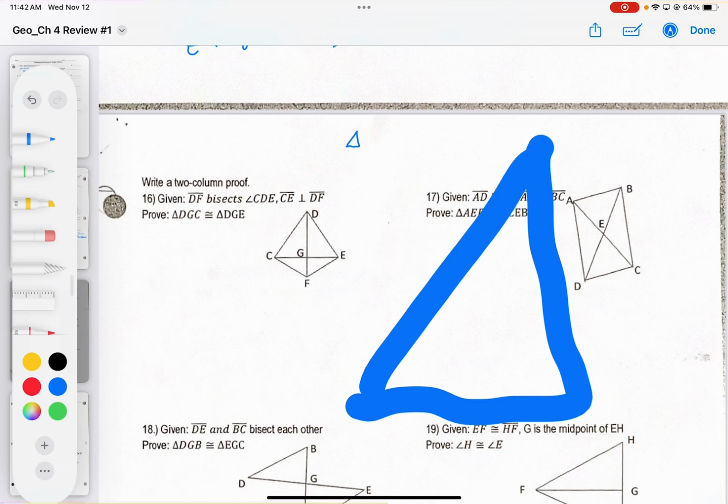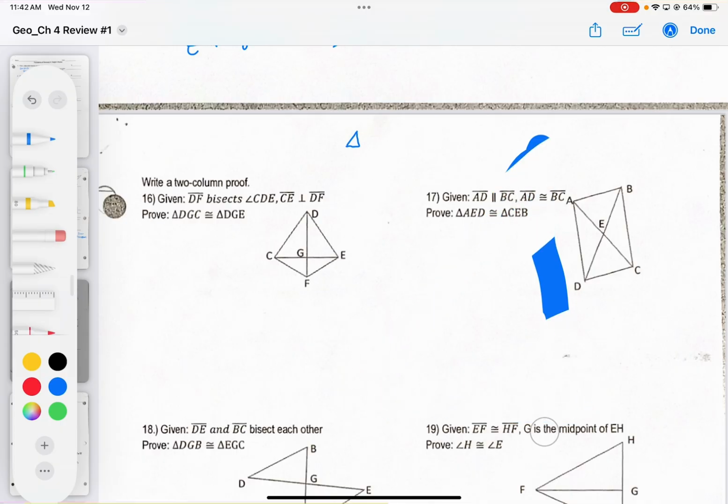But tell me how angle, side, side doesn't work. Mr. Pierre, I showed that applet already.